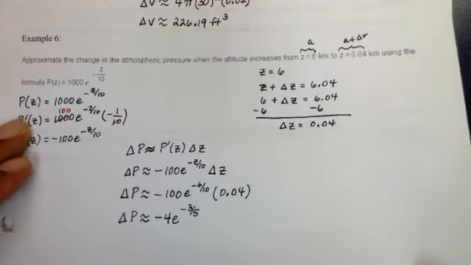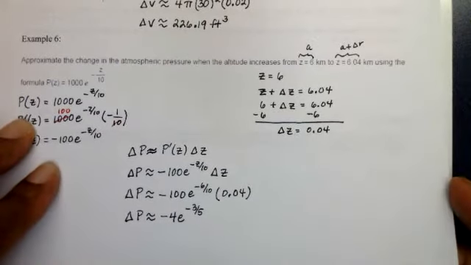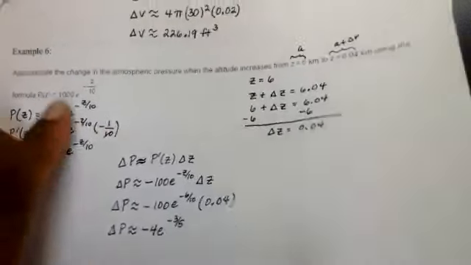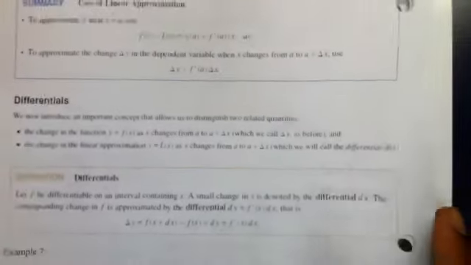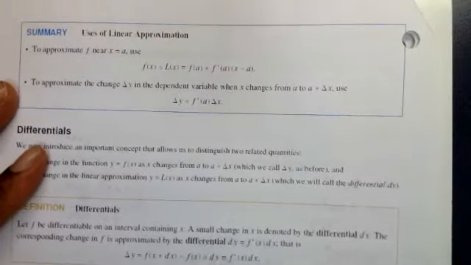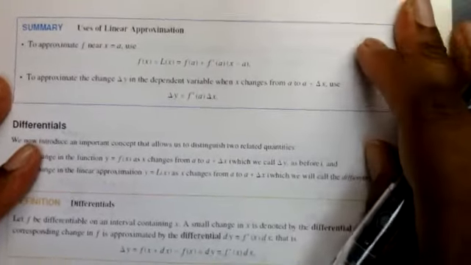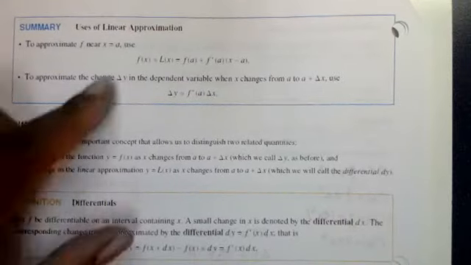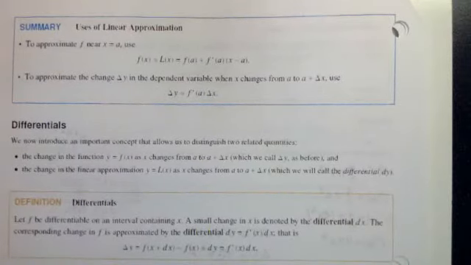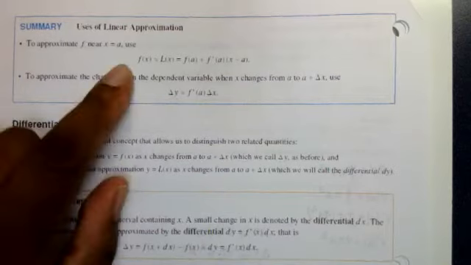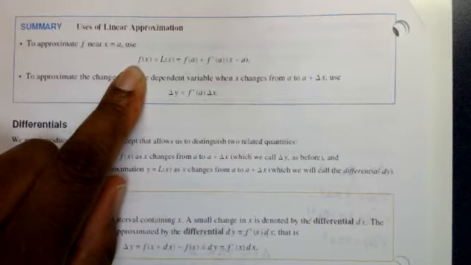Okay. On the next page is just a summary of the uses of linear approximation. And that would be this. If you were approximating f near x equal a, then you would use f of x is approximately equal to L of x, which is exactly equal to f of a plus f prime of a times the quantity x minus a. That's the one that we use in the first 4 examples in this video.